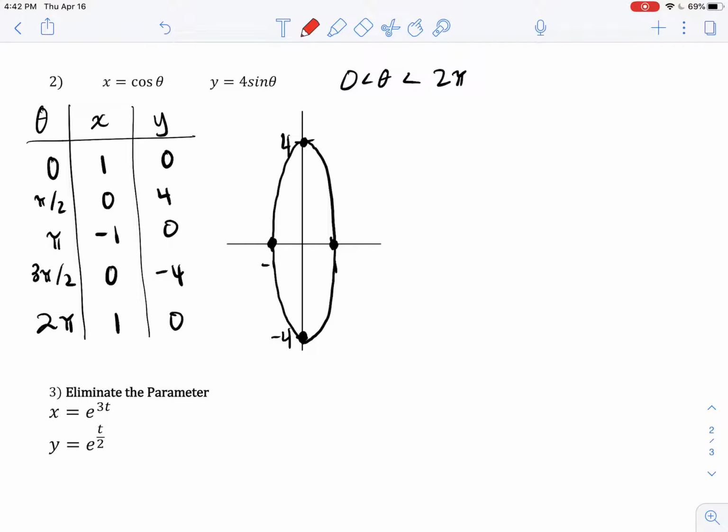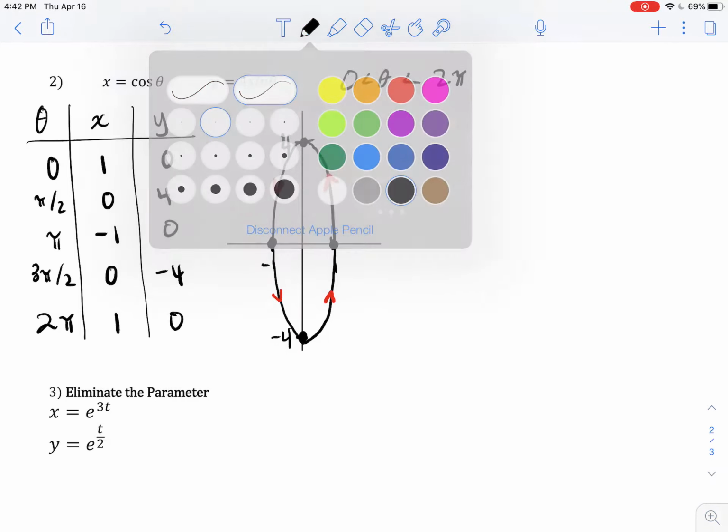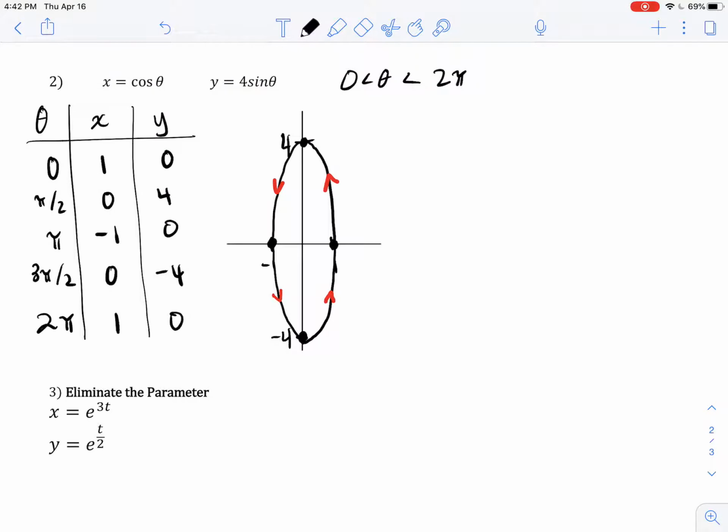We need to indicate the direction in which theta is changing. So at the point 1, 0, theta was equal to 0, and we're actually moving around counterclockwise in the same way our angles would increase on our unit circle, and there would be our direction arrows. Now, looking at that curve there, that should get you somewhat intrigued about what's going on here. And hopefully, we can see exactly what's happening there. So now let's focus on eliminating the parameter.